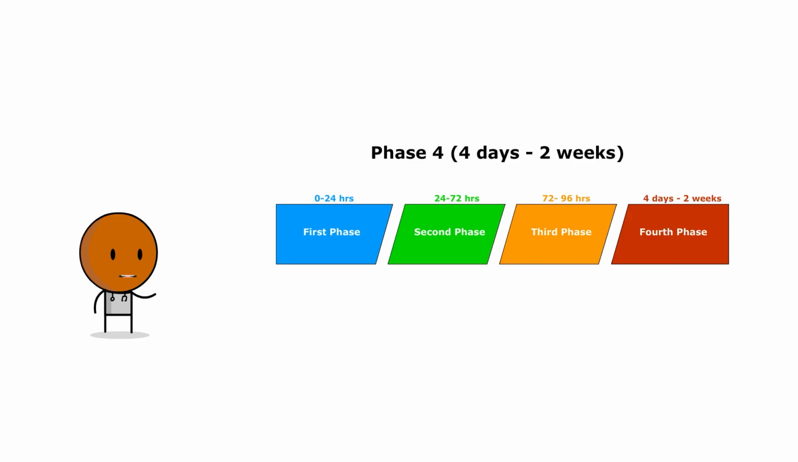Phase 4 is 4 days to 2 weeks. Recovery phase for those who survive. Liver function can improve as hepatocytes regenerate, although severe cases may require a liver transplant.